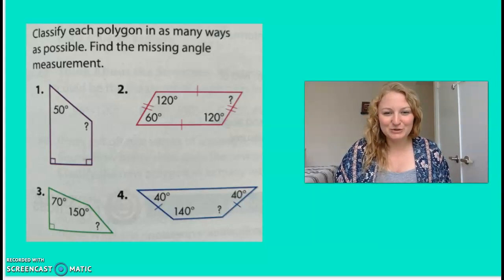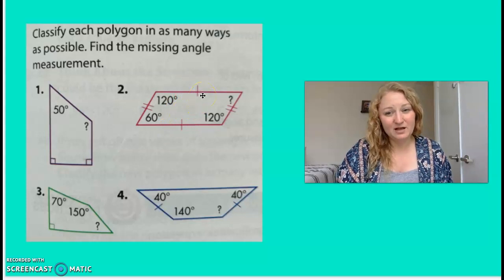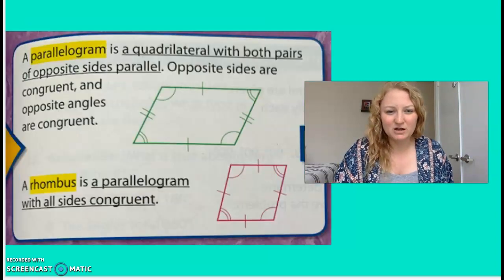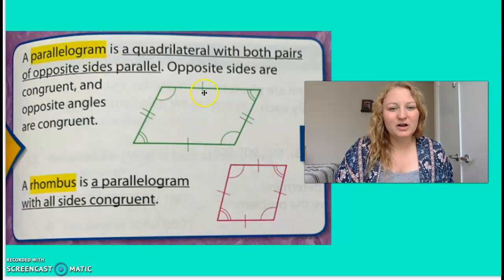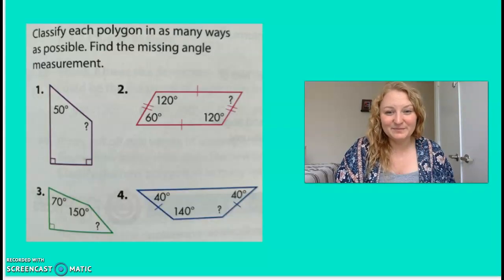Let's take a look at number 2. All right, looks like there are 4 sides, so it's definitely a quadrilateral. I'm noticing that opposite sides are congruent and parallel, and opposite sides are congruent and parallel. I'm going to go back in my notes and check. Okay, here I see opposite sides are congruent, opposite angles are congruent, but all the sides aren't equal. So that makes me think that it's a parallelogram.